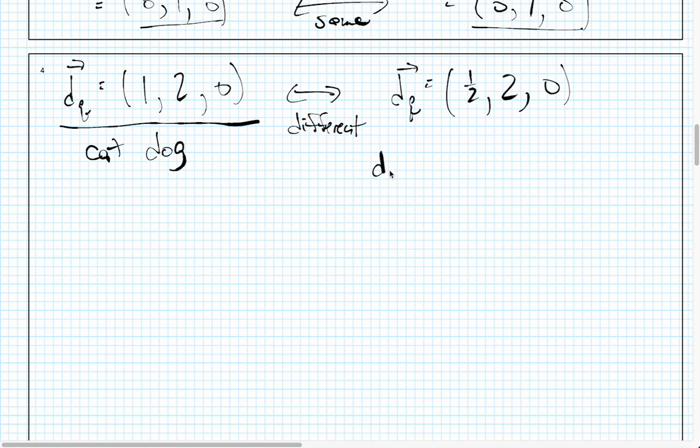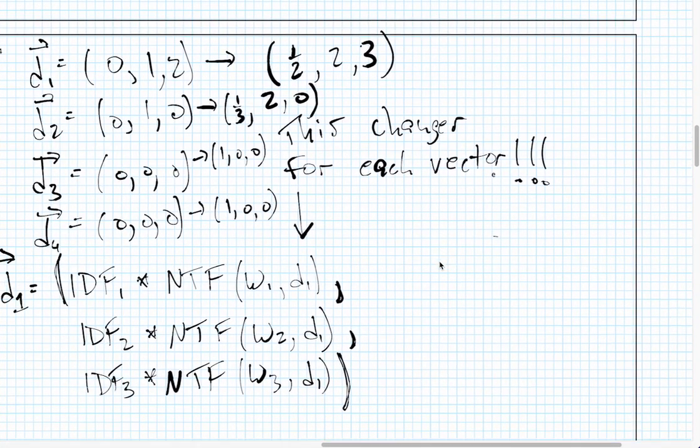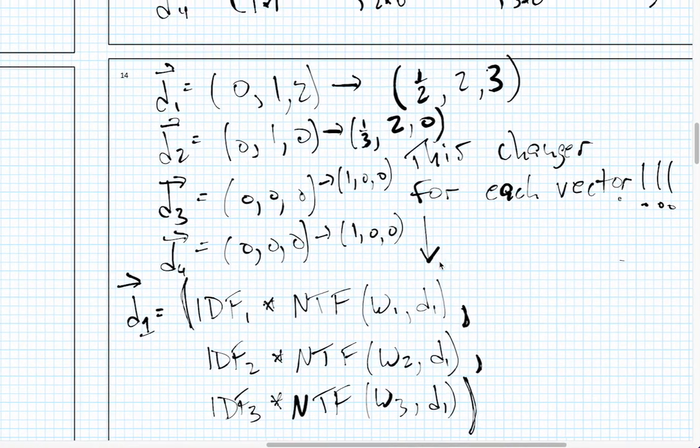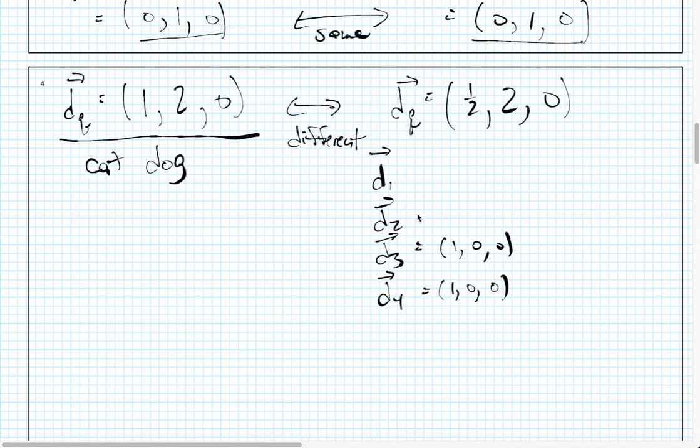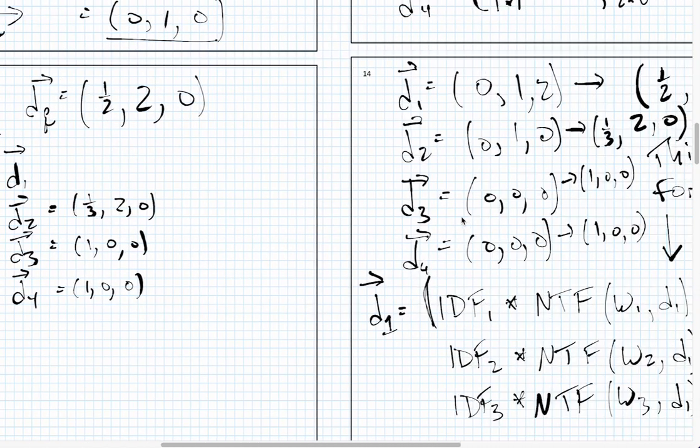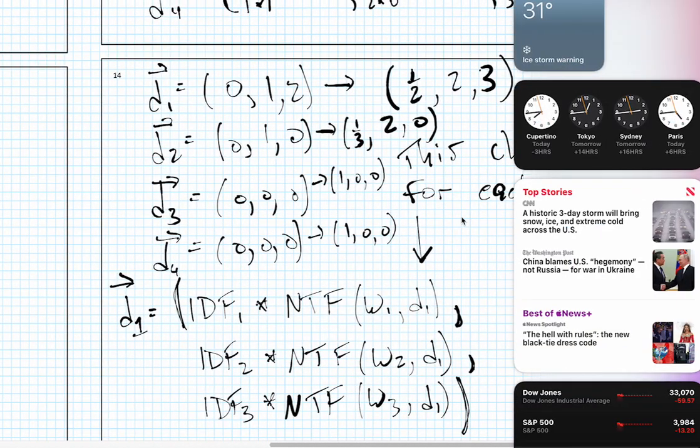So I've got D1, D2, D3, D4. Remember, I should be sticking arrows over these things to indicate that they're vectors. This one was 1, 0, 0. This one was also 1, 0, 0. And D2 was 1/3, 2, 0. And D1 was 1/2, 2, 3.